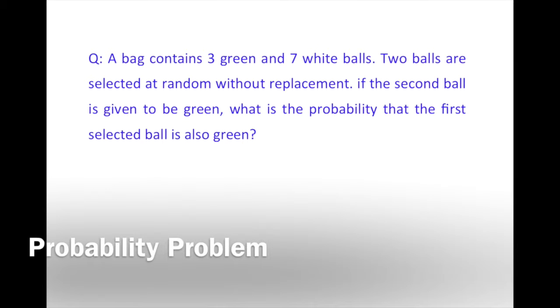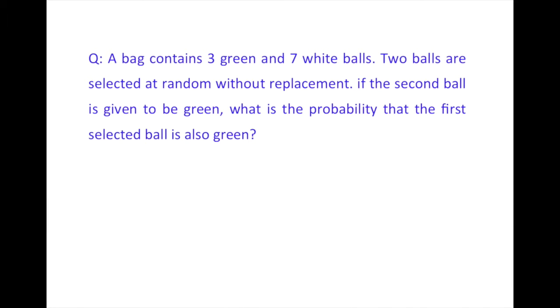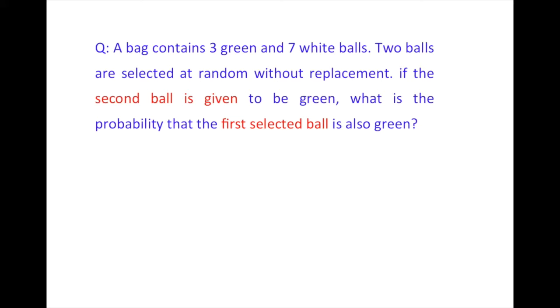A bag contains 3 green and 7 white balls. 2 balls are selected at random without replacement. If the second ball is given to be green, what is the probability that the first selected ball is also green? So important is to note that the second ball is known to be a green ball and you have to find the probability of the first ball to be green.